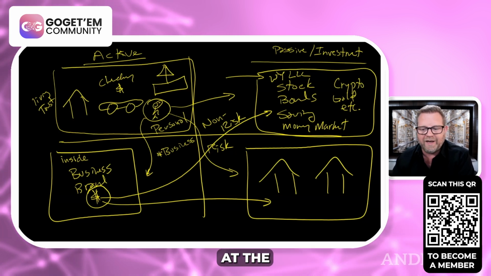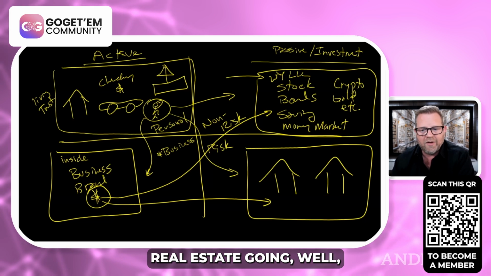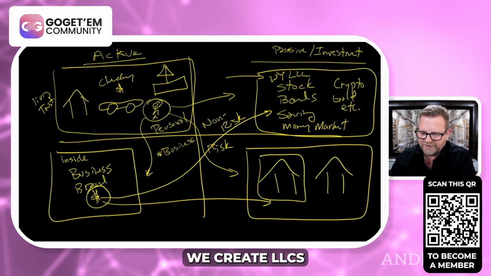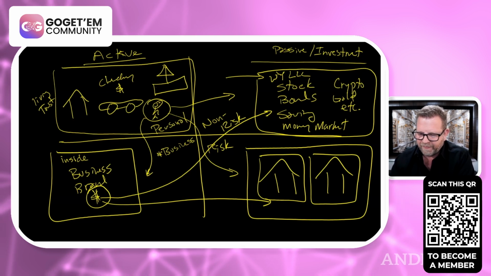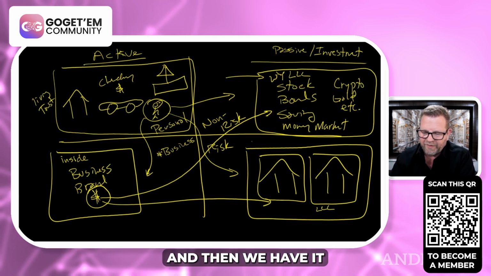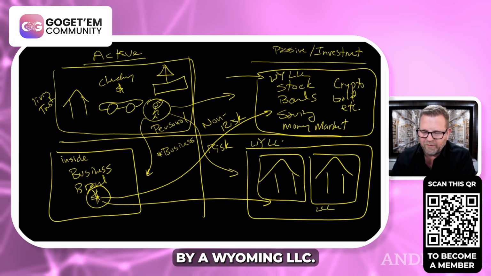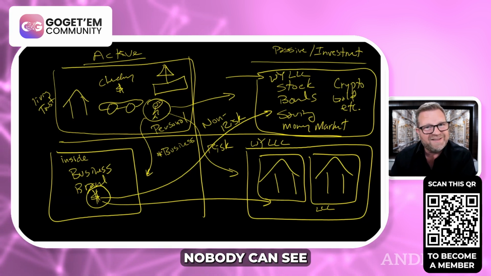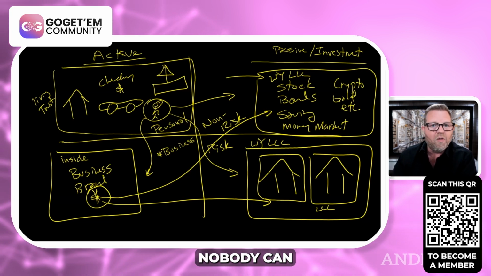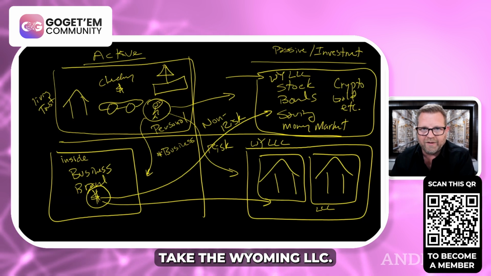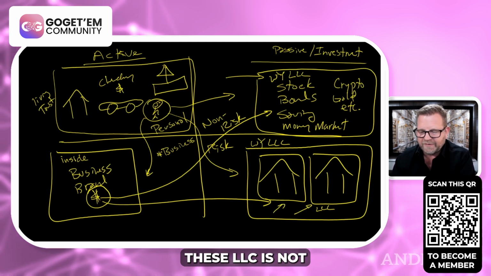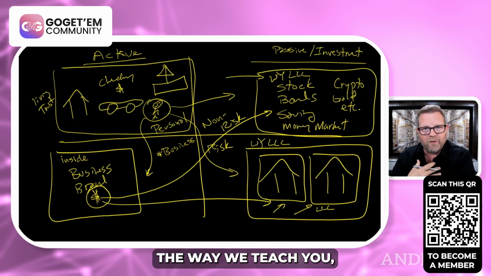And if you're looking at the real estate going, well, how do you bury that in the desert? It's really easy. We create LLCs around the real estate in the state, and then we have it also held by a Wyoming LLC. And the reason that we do that is because nobody can see the Wyoming LLC. Nobody can take the Wyoming LLC. You're going to say, well, can't they see these LLCs? Not if you set it up the way we teach you.